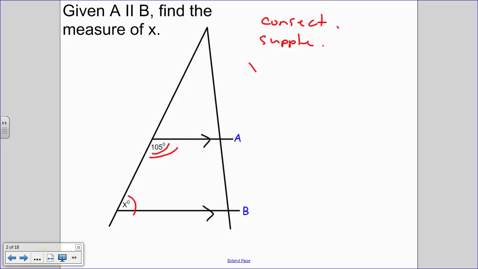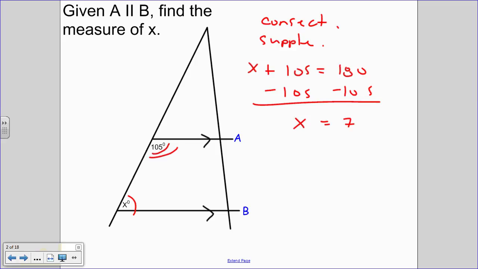So that means x plus 105 should equal 180 degrees. So if I subtract 105, I can find out what x would be. And that would give me 75 degrees.